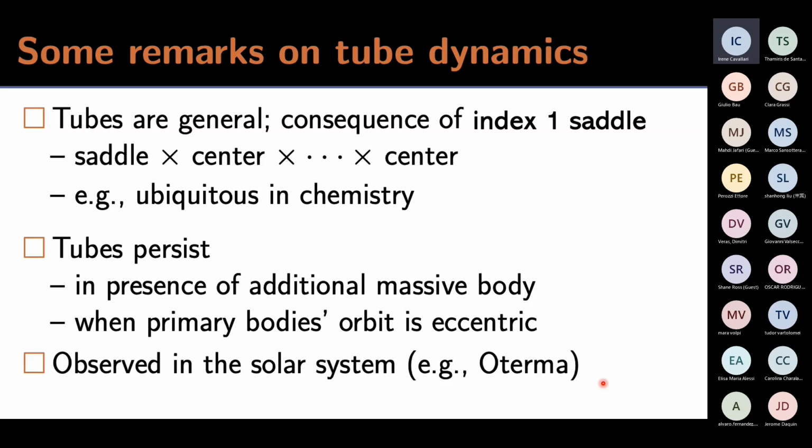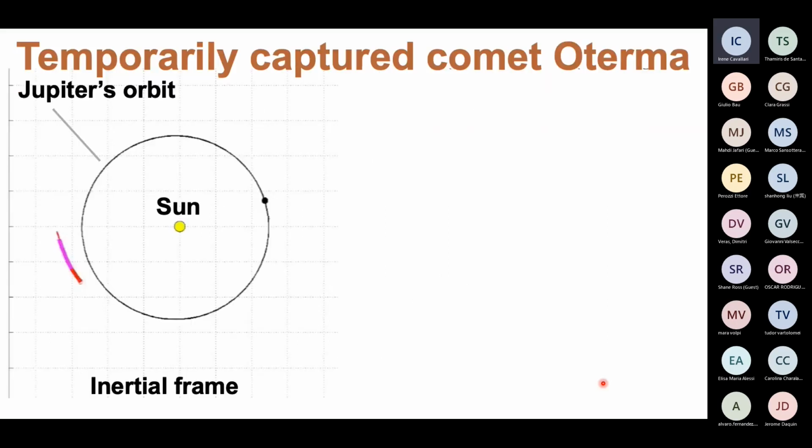And it's observed in the solar system. The comet that initially got me interested in this is Oterma. So this is Oterma's trajectory in an inertial frame. We've got the sun in the middle. We'll have Jupiter going around. This is in an inertial frame.